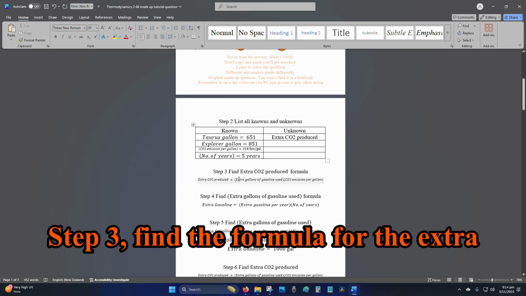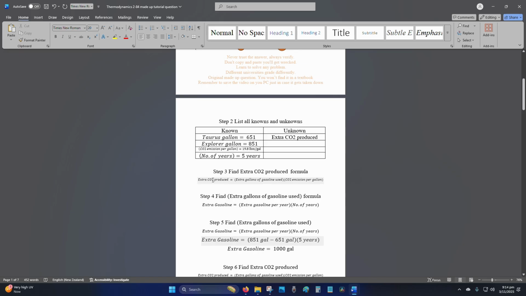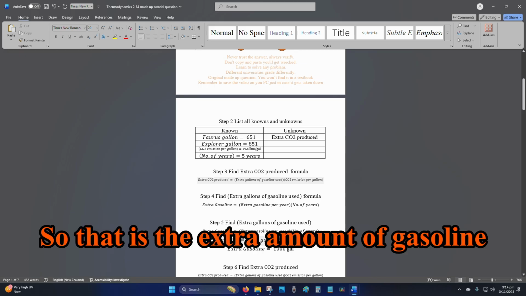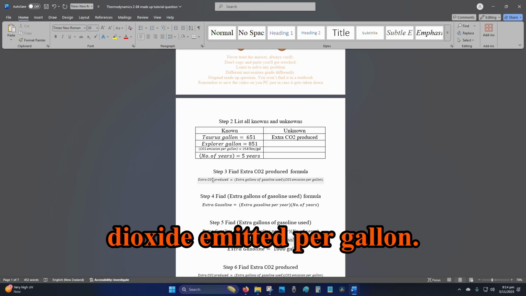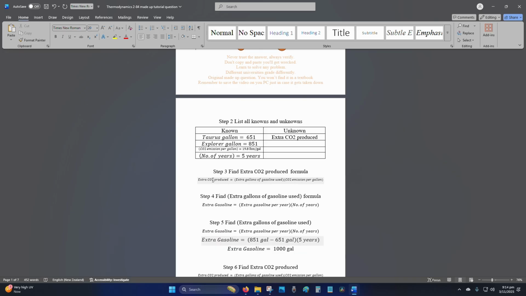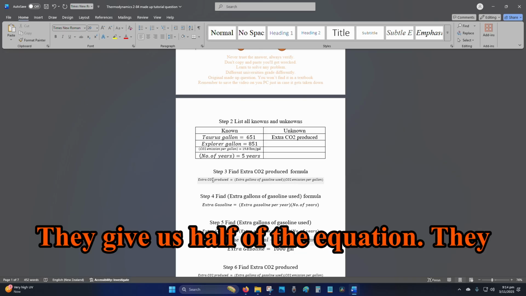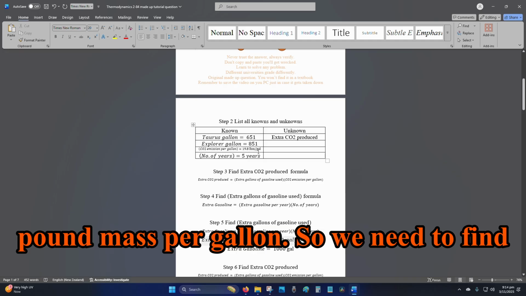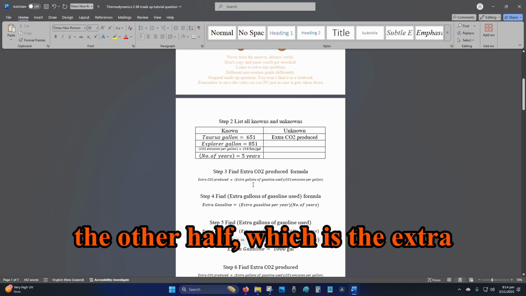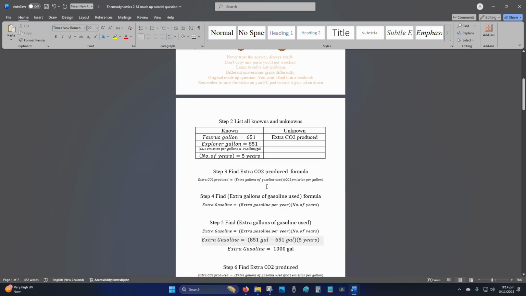Step 3, find the formula for the extra carbon dioxide produced. So that is the extra amount of gasoline multiplied by the carbon dioxide emitted per gallon. They give us half of the equation. They give us the CO2 emission, which is 19.8 pound mass per gallon. So we need to find the other half, which is the extra gallons of gasoline used.